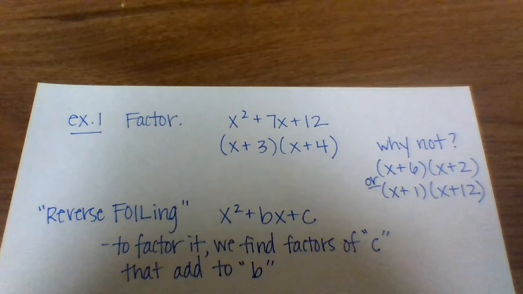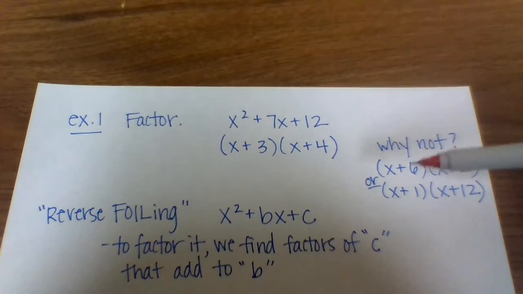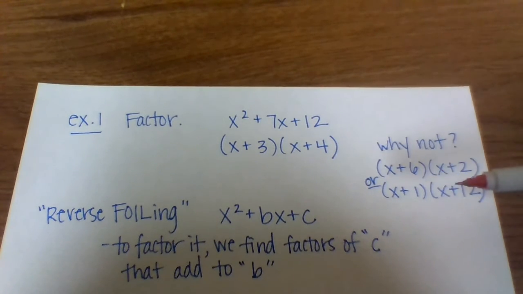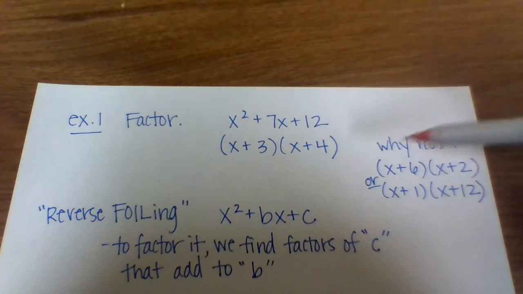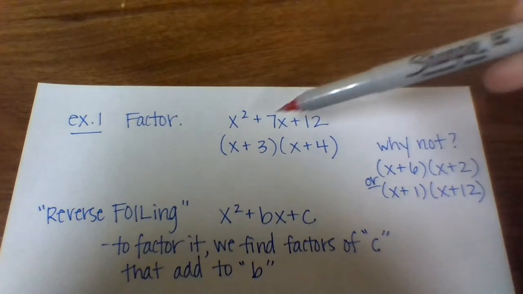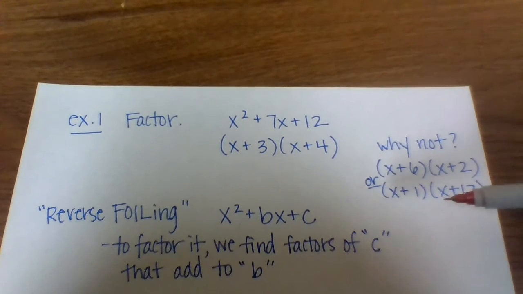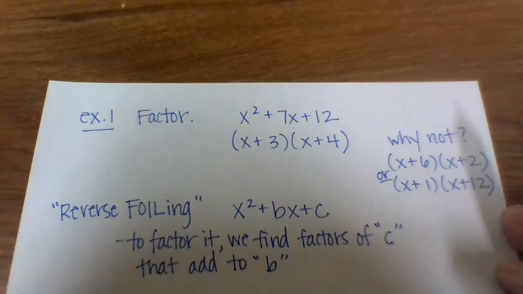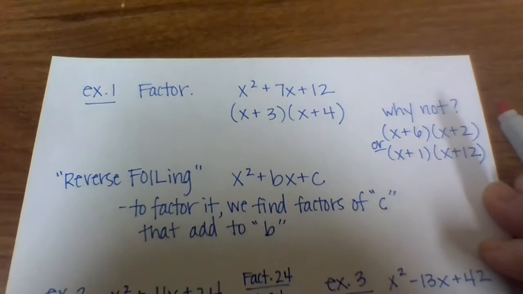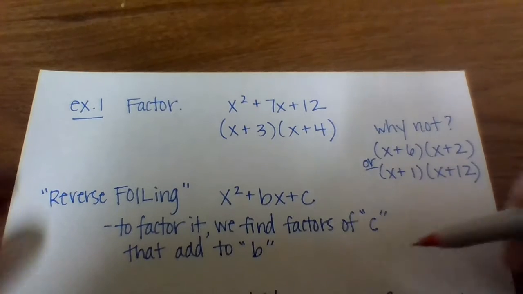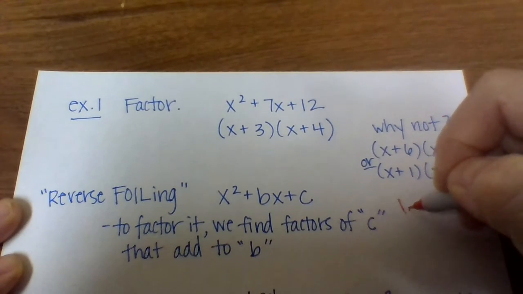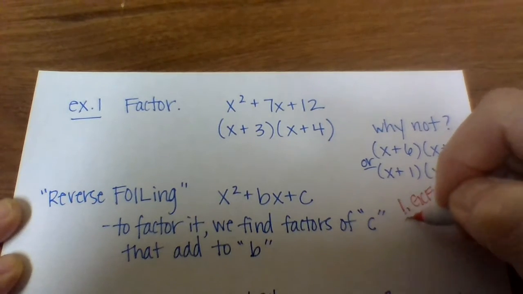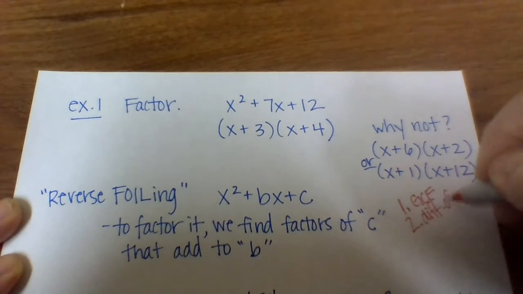Ask yourself, why did I not do x plus 6 times x plus 2, or x plus 1 times x plus 12? We also have talked about this before. Yes, 6 times 2 is 12 for that. 1 times 12 is 12 for that. But the outer and inner here make 8, not 7. The outer and inner here make 13, not 7. So neither one of these would work. So you have only one set that will always work. So from this point forward, I want you to remember that we always need to think about, number 1, is there a GCF? Number 2, is there a difference of squares?